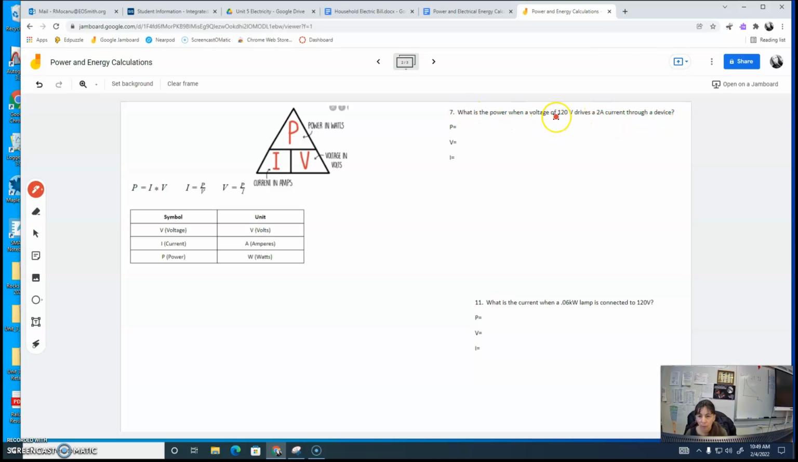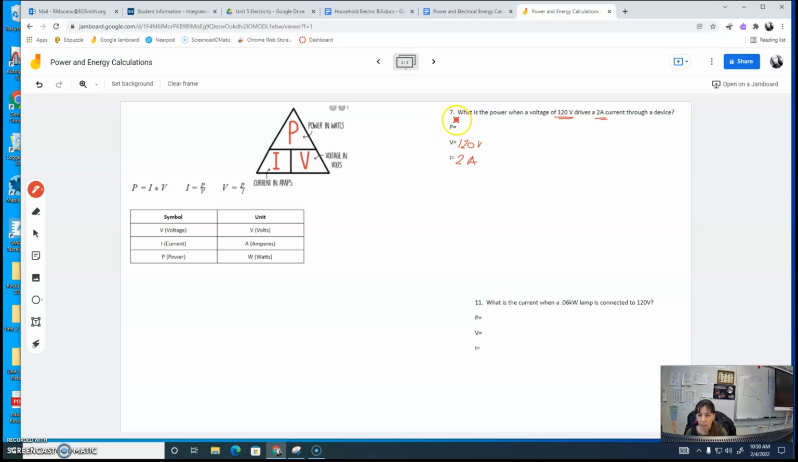All right, so what is the problem giving me? Well, it's giving me this number. What is that? It's a voltage. So I'm going to put it under V for voltage. So I know my voltage is 120 volts. What else is the problem telling me? It's telling me I got a current of 2 amperes. I'm going to put that under my current. So 2 amperes goes under current I.